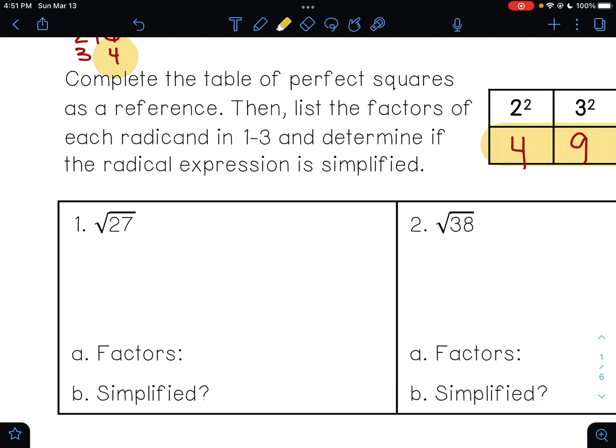So we have 27. So the factors of 27, I'm going to list them in our table because that's what we've been doing. We have 1 and 27. We have 3 and 9. And that would be it. Is there a perfect square? Yes, 9 is a perfect square. So is it simplified? No, this is not simplified.